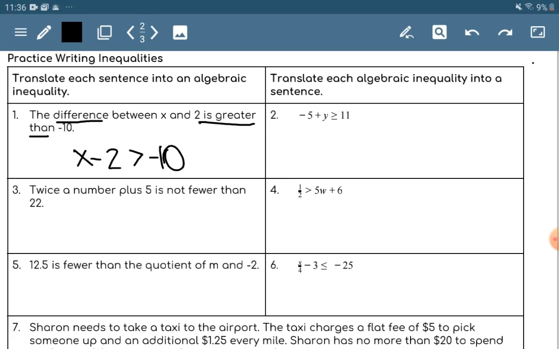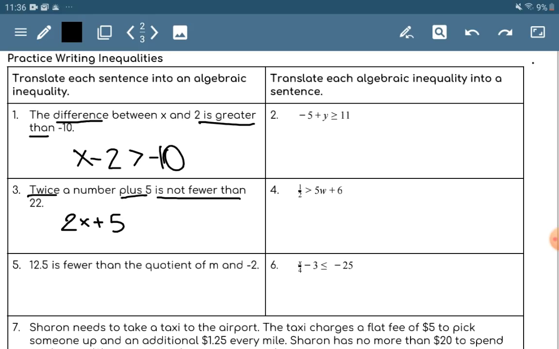Moving down to number 3, twice a number plus 5 is not fewer than 22. I've got a couple words in here that are important. Twice tells me I'm multiplying by 2 specifically. Plus tells me I'm doing addition. And is not fewer than tells me I am using a greater than or equal to sign here. If you didn't know that in your head, there are a couple different ways we can figure this out, and I'll go through that after I write the beginning of this inequality. So twice a number means 2 times a number. Since they didn't tell me what it is, I use a variable. I'm just going to use x. You can use any one that you want. Then plus 5 tells me I'm literally going to write plus 5.